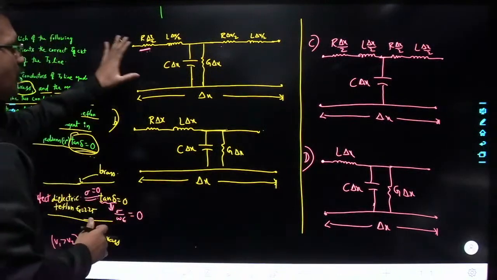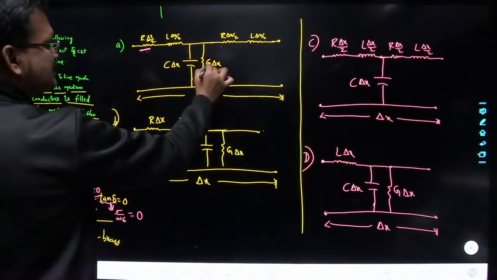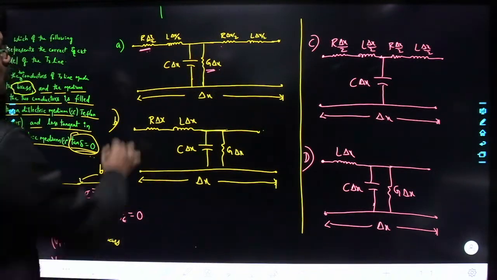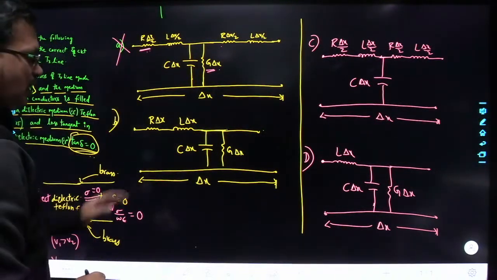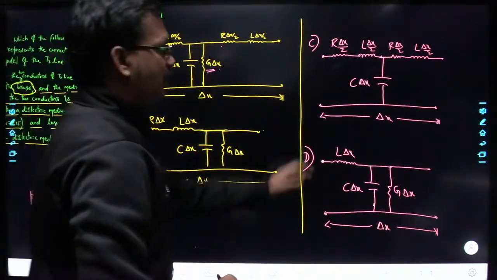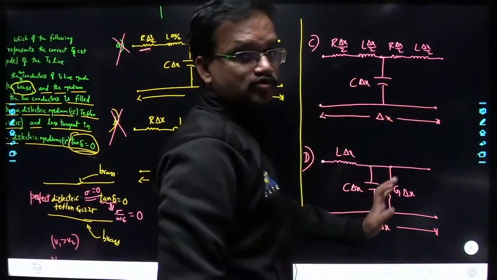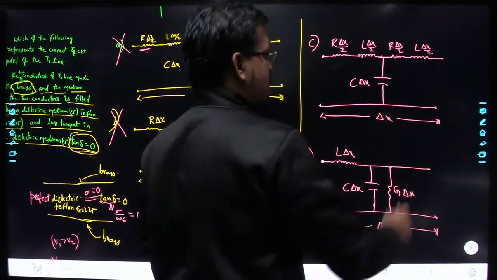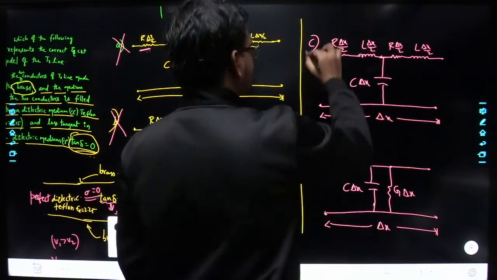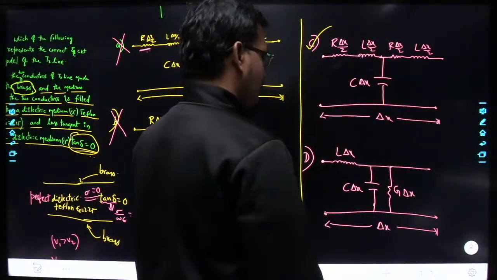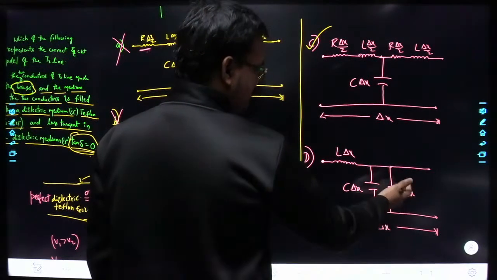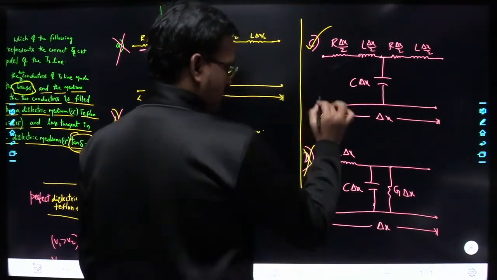If you observe option A, here they have given Z, but Z must be equal to 0, and hence option A is wrong. In option B also they have given Z, so option B is also wrong. In option C they have not given Z, so Z is equal to 0, which means there is no conducting path between these two lines. So option C is correct. In option D, they have given Z, so option D is also wrong.